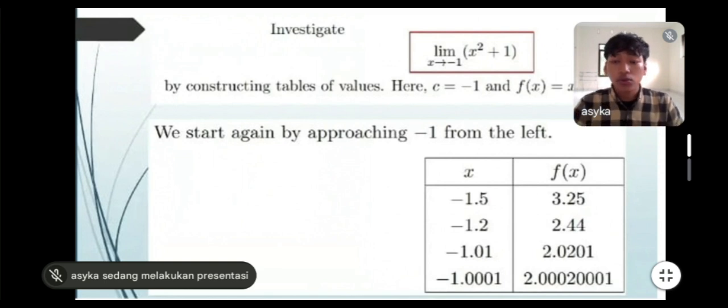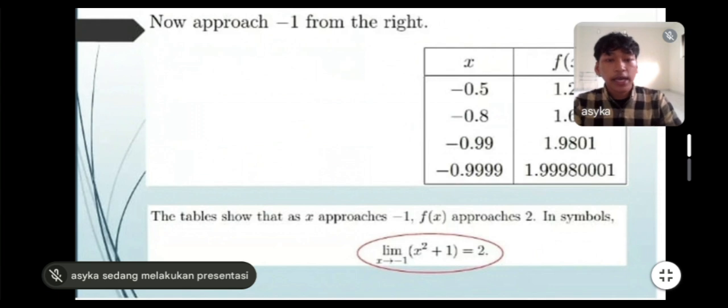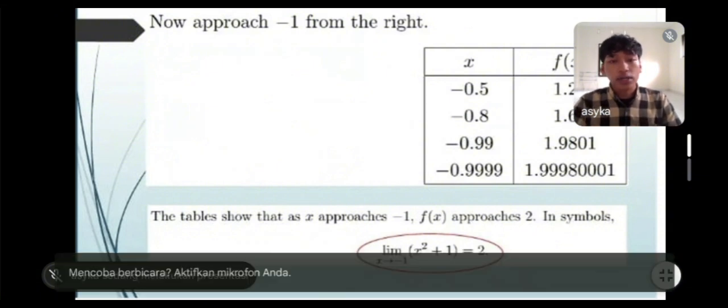3.25, 2.44, 2.0201, 2.0002001. Now approach minus 1 from the right. The table shows that as x approaches minus 1, f(x) approaches 2. In symbols, we can write the limit as x approaches minus 1 of x power of 2 plus 1 equals 2.